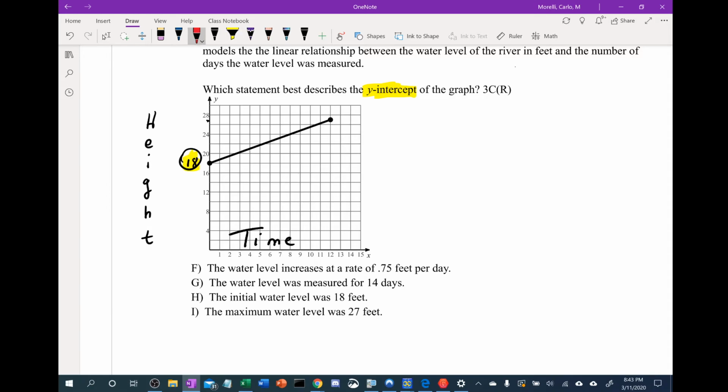Okay, so the water level increases at a rate of 0.75 feet per day. That has nothing to do with the y-intercept. The water level was measured for 14 days. Nothing about the y-intercept. The initial water level was 18 feet. Okay, so one easy way to get this is just see, well, that's the only one that has an 18 in it. And also, that's what the initial water level is. It's the y-intercept of the graph. We don't care about the maximum level.